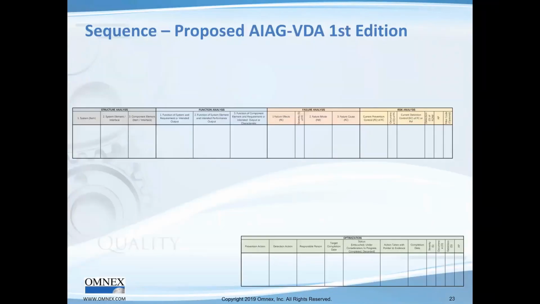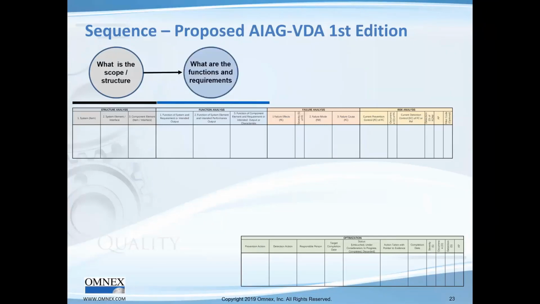How about the AIAG 1st edition? All right. So you first look at the BOM, you lay out the structure. I'll show you an example shortly. And look at the functions and requirements of each of the 3 levels. Well, you could say that's a lot of work, but that needs to be done. And then you look at the relationship between the failure mode, the failure cause, and the failure effect. It's sometimes called the failure net.